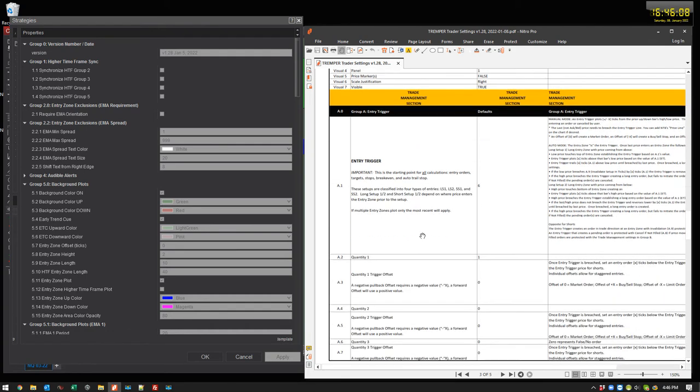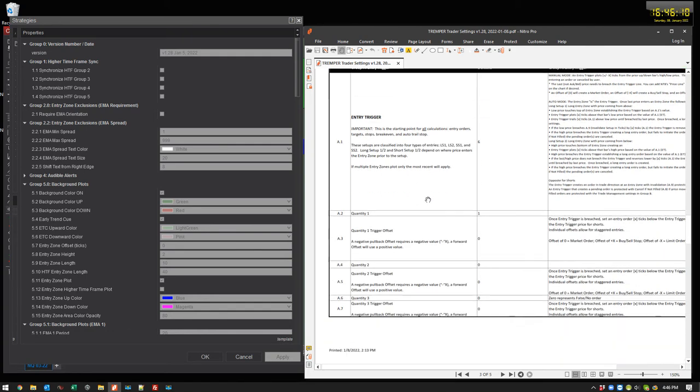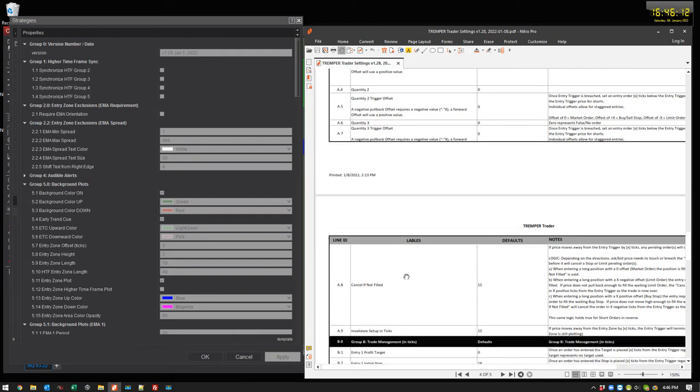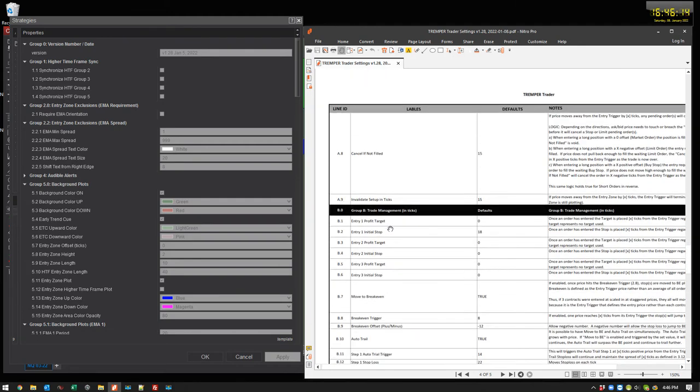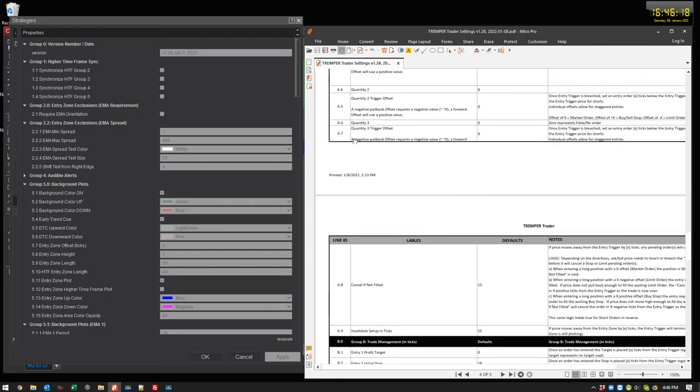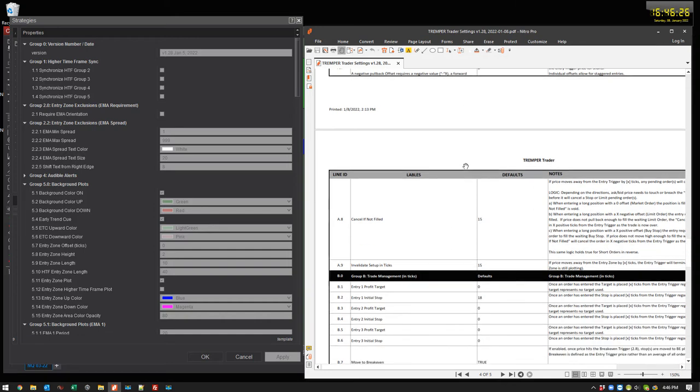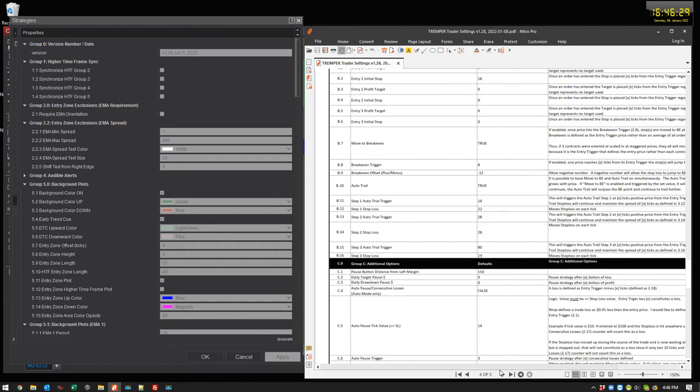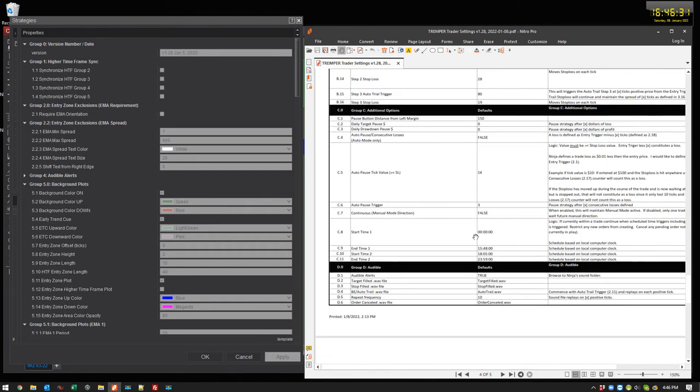right here, the trade management section, entry trigger. That's important. Auto trails and all that, you probably know how they work. You could read it if you want to. Cancel if not filled, and the other one is invalidate setup trades. So you can read all that kind of stuff. You can print this out. It's only 5 pages long, so it's not the end of the world.